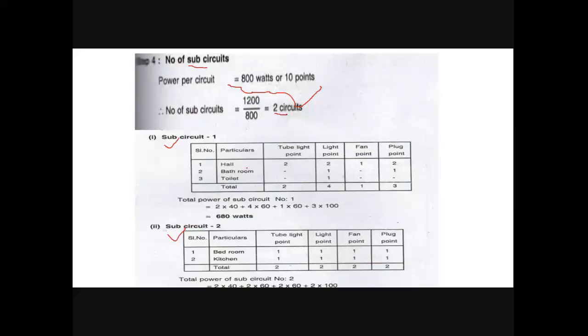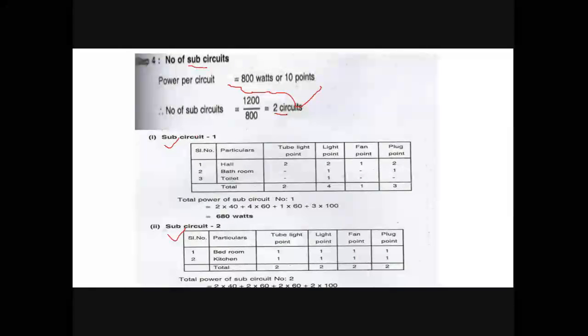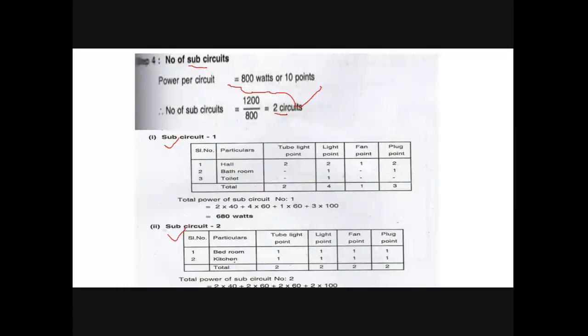So we have to divide this load. So how we have to divide this load? I'm taking hall, bathroom, and toilet in subcircuit 1, and bedroom and kitchen in subcircuit 2. You can change the combination too, but make sure that the division of this 1200 must be equal.